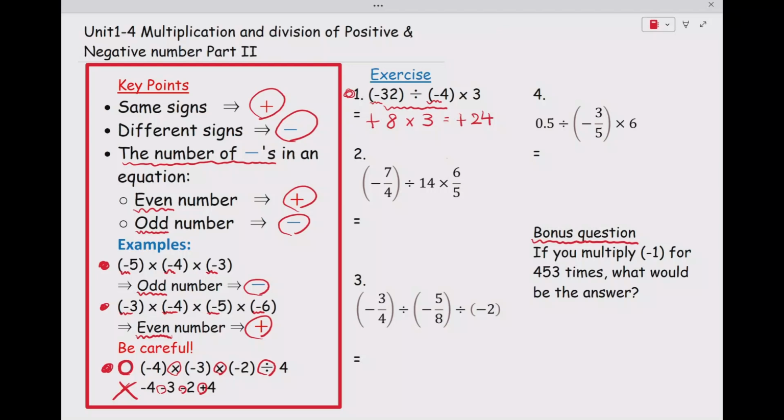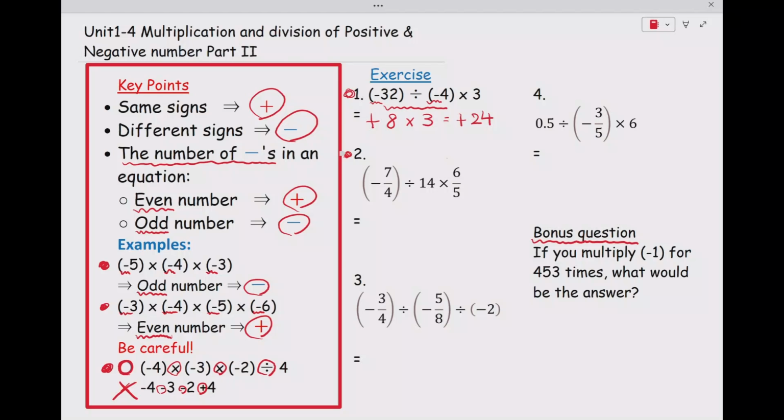Question number 2. How about minus 7 quarters divided by 14 times 6/5? This is a question with fractions and integers being mixed. Moreover, multiplication and division are also mixed. In such a case, follow these steps.